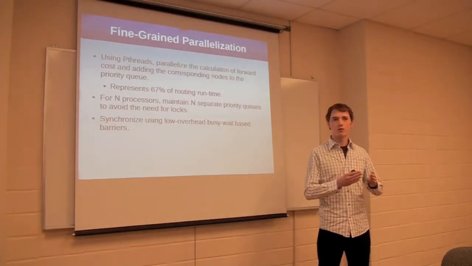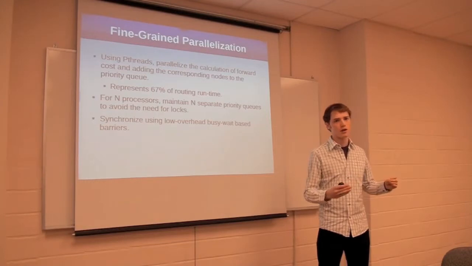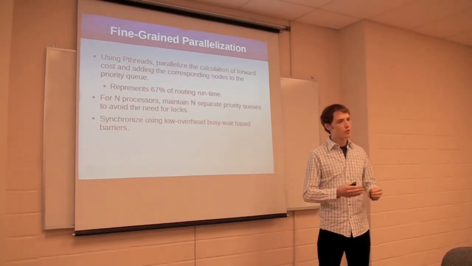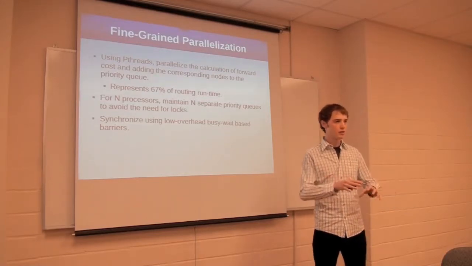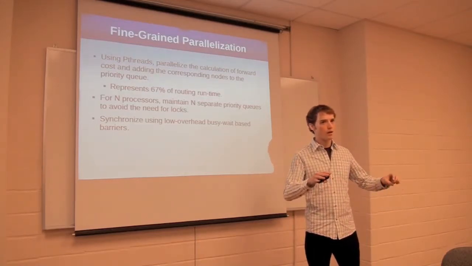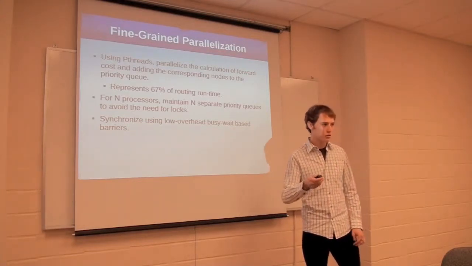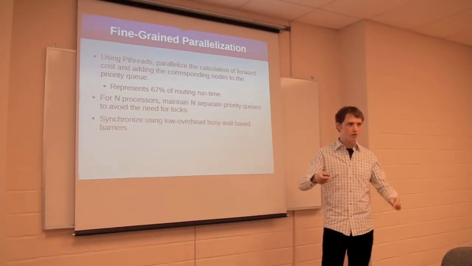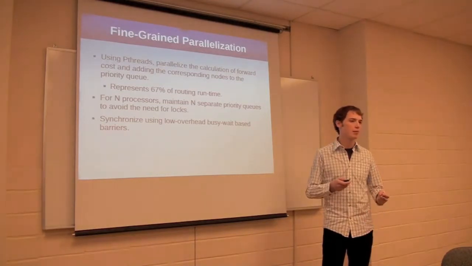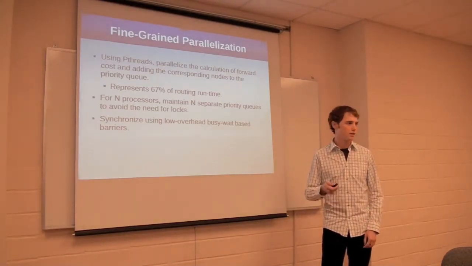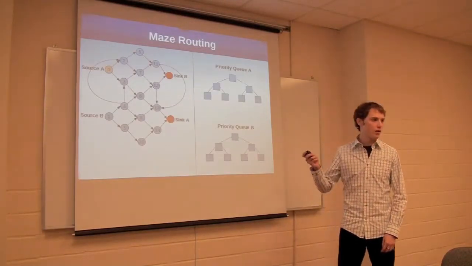Now the other thing, if we're trying to parallelize adding to the priority queue, there could be multiple processors trying to access the priority queue at the same time. So what we did is we split the priority queue. If we have n processors, split it up into n priority queues. So the lowest cost node can be at the head of one of the n priority queues, and if you're trying to get the lowest cost node, you have to check the head of each one. And we do the synchronization using barriers that are very low overhead because they use busy wait signals rather than mutexes.